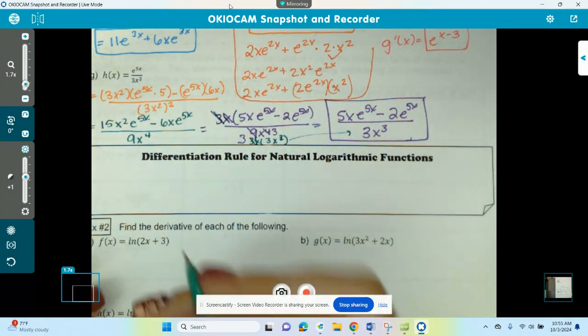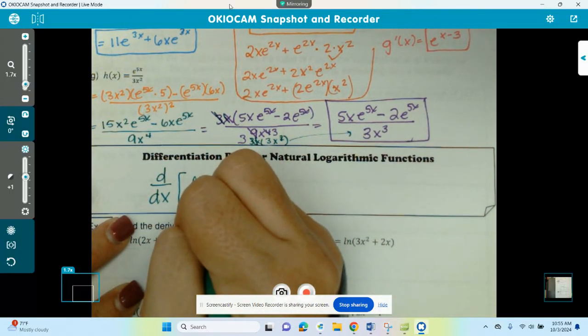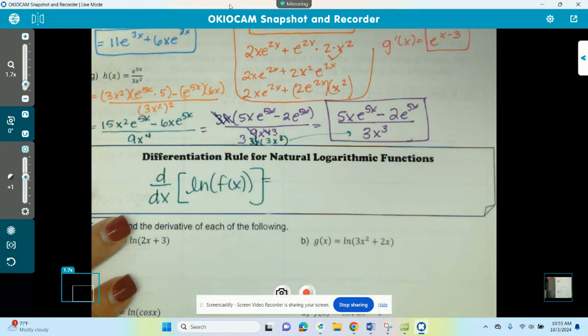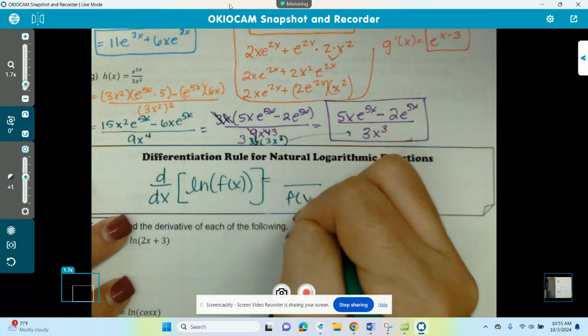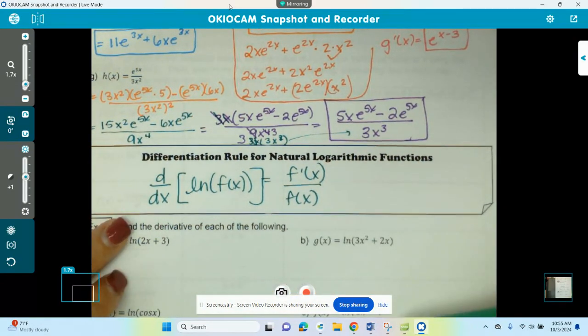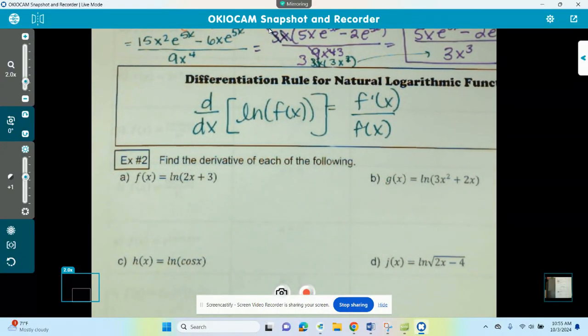Differentiation. This one's not another hard law. So d/dx of ln f(x). Natural logs are ln's, right? This is another one that's pretty simple. We'll start with the bottom. The bottom is just your function. The top is just the derivative of your function. So natural exponential functions and natural logarithmic functions are your two most friendly ones.